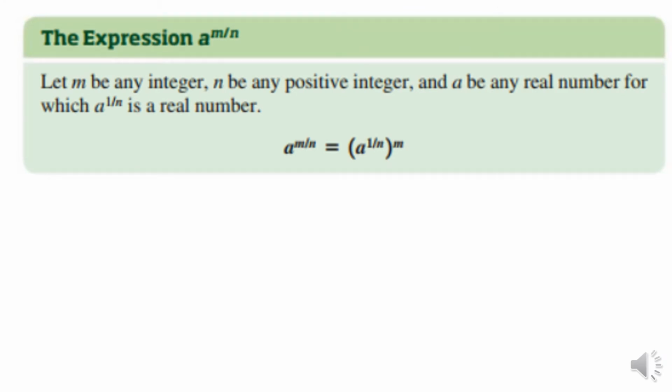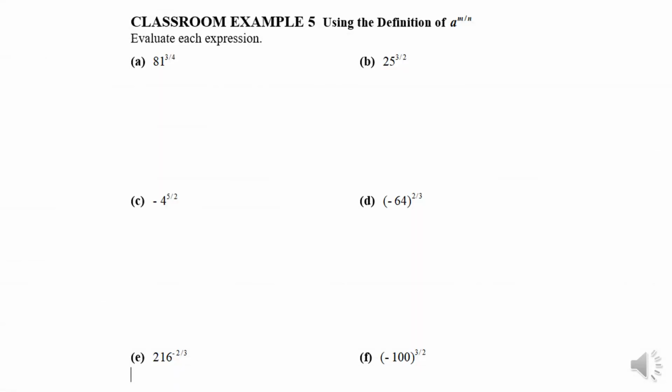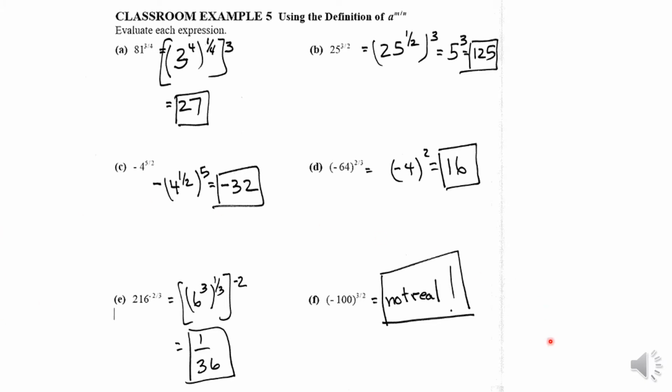Now we go full circle and we talk about the expression a raised to the fraction m over n, and that is a to the 1 over n that we've just studied, and then that is raised to the mth power. So that's how we define this, and classroom example 5 deals with this. So use this to rewrite each expression and fully simplify. Let's see how you do. And here we see you cannot take a square root of a minus 100, so that answer is not real.